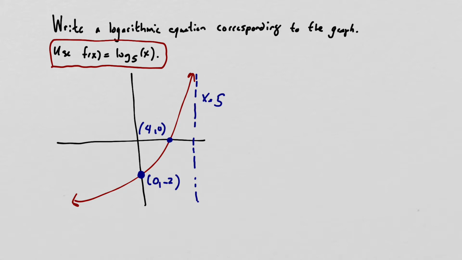from the graph. Two things we know about this graph is the x-intercept, which is given by (4, 0), and the y-intercept given by (0, -2). The last piece of information that we're given explicitly is we have a vertical asymptote at x is equal to 5. And this is going to indicate that we have a horizontal shift by 5 units.